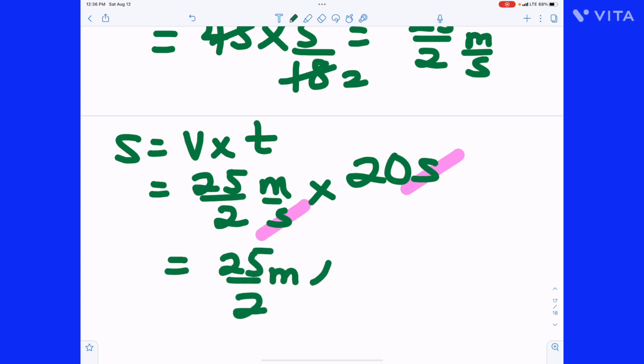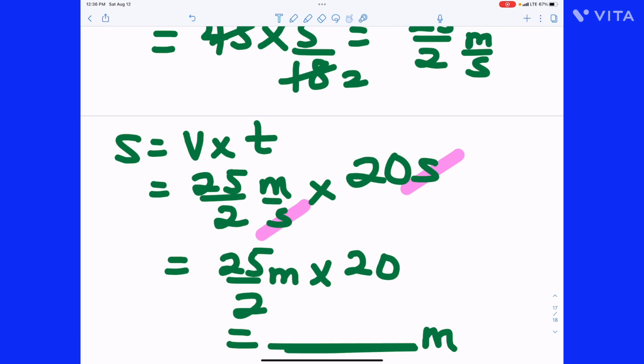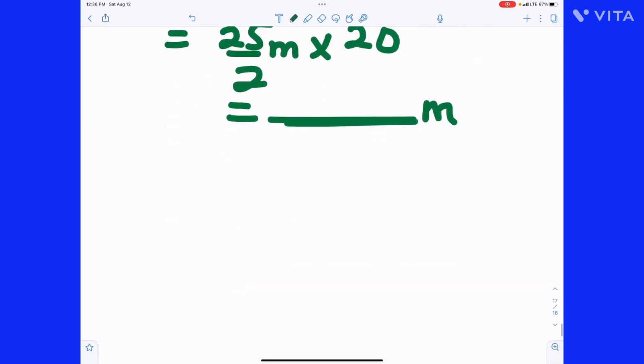25/2 meters times 20. That will give you your distance in meters. You should be the one to finalize these things yourself. Let's go to question 4.